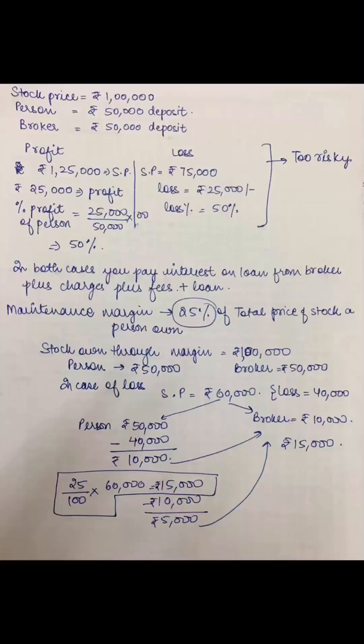So he earned a profit of rupees 25,000 on his deposit. He deposited only 50,000 and he earned 25,000. So his profit is 50%.